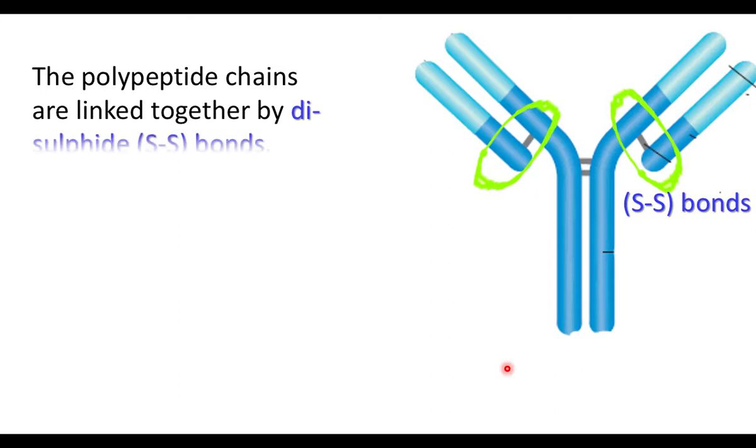The polypeptide chains are linked together by disulfide S-S bonds. Because of the S-S bonds, the primary structure of protein becomes tertiary and quaternary. The S-S bonds give stability to the tertiary and quaternary structure. The protein functions in the particular structure, tertiary or quaternary structure. That functional status is maintained by S-S bonds. The bond is formed due to the presence of sulfur containing amino acids.